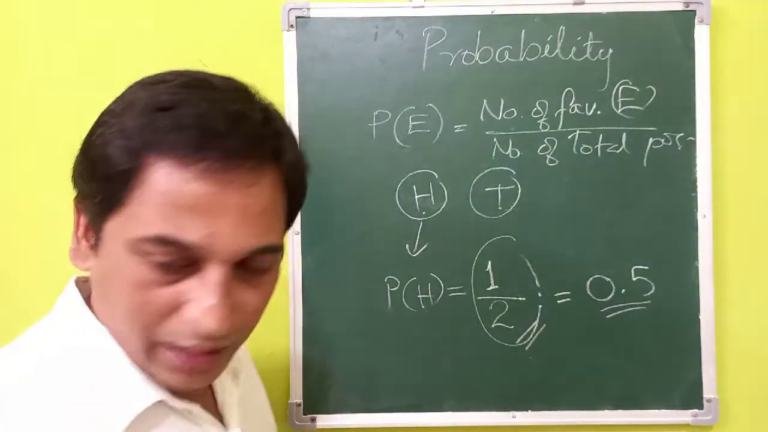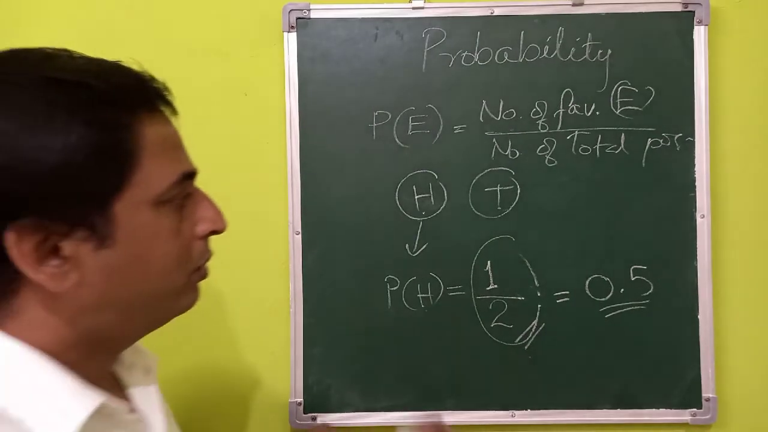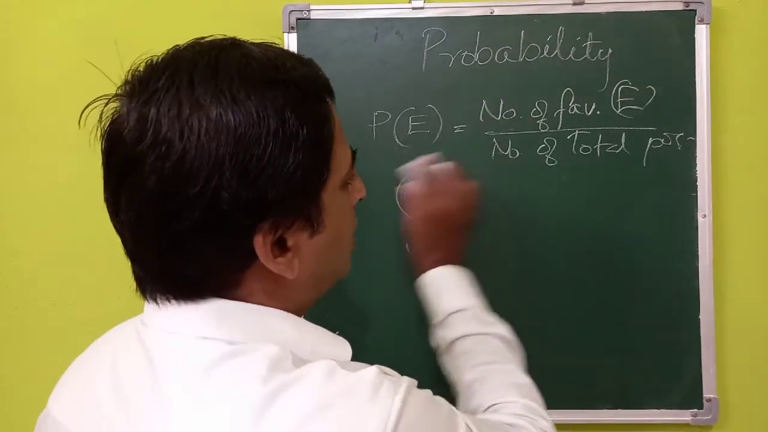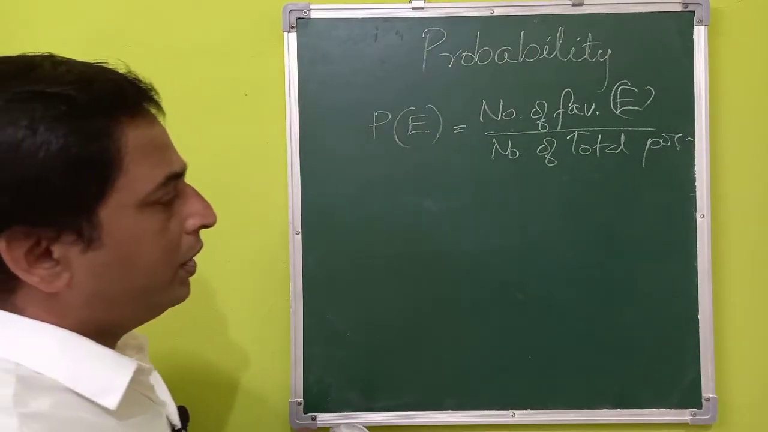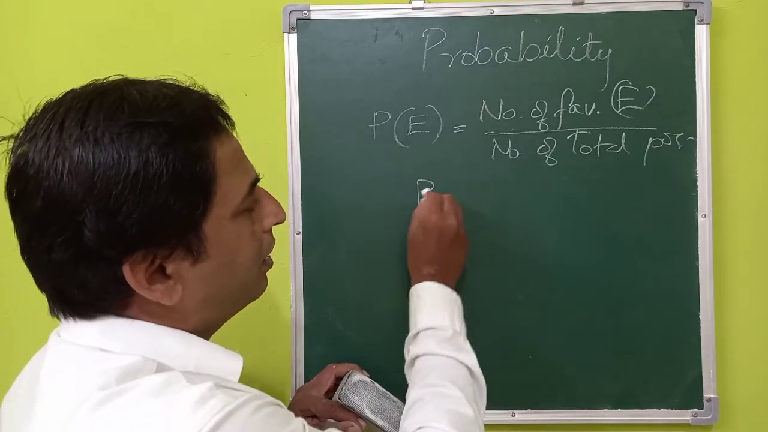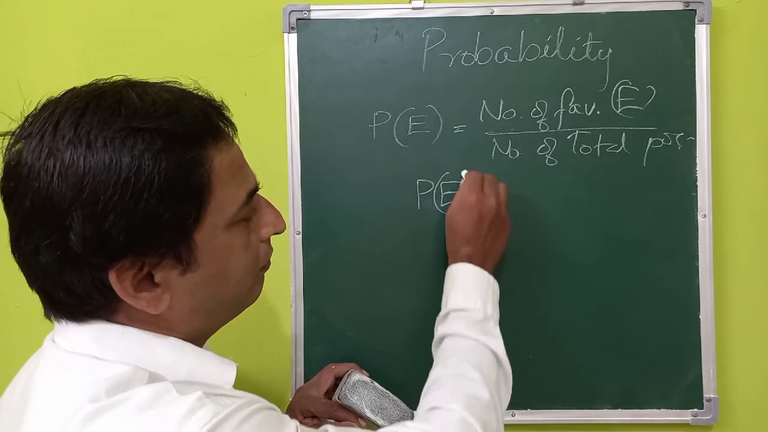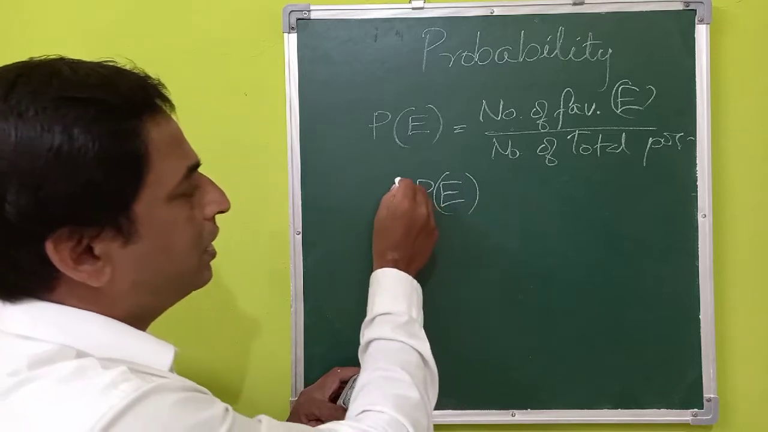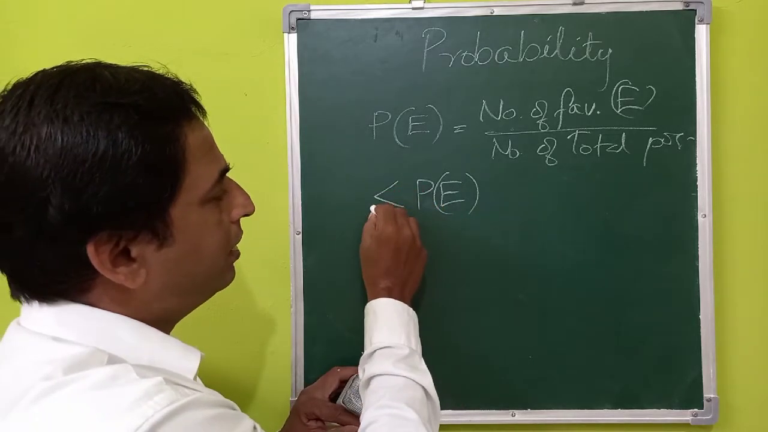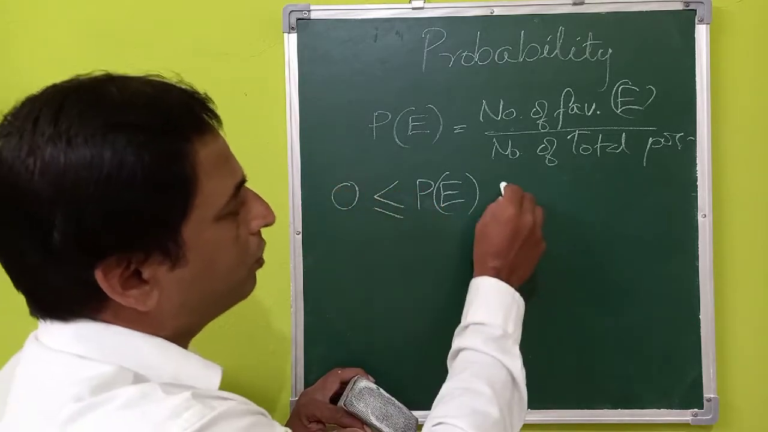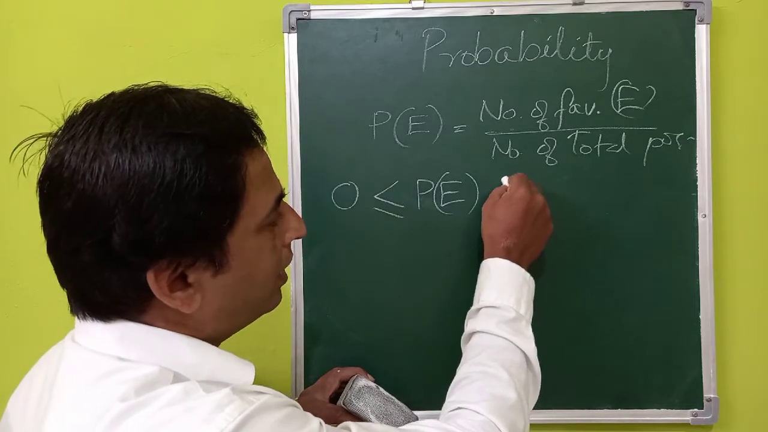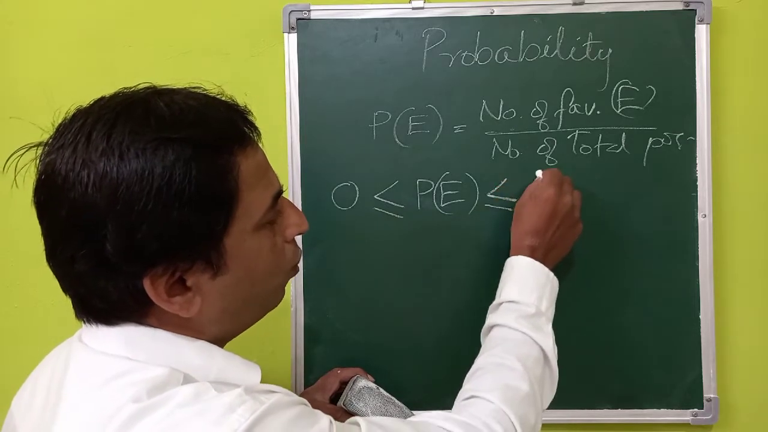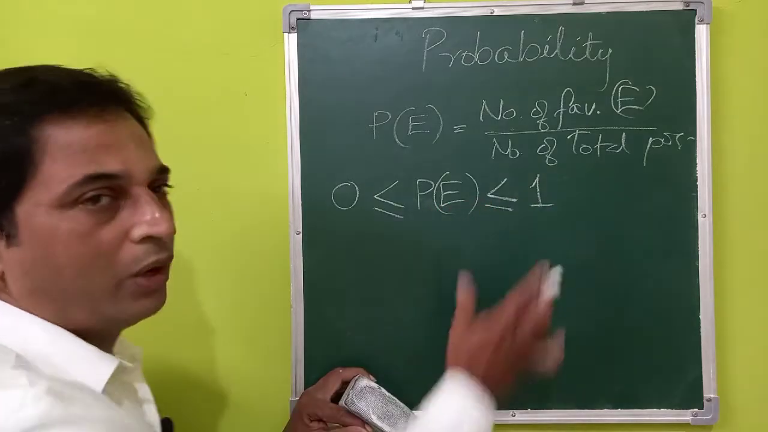And the next thing that we need to understand is that the probability is never a negative number. It is always greater than or equal to 0 and less than or equal to 1. So it will be between 0 and 1.